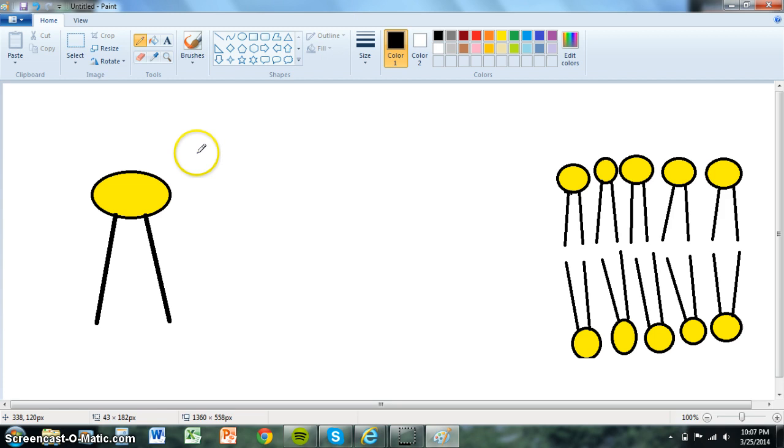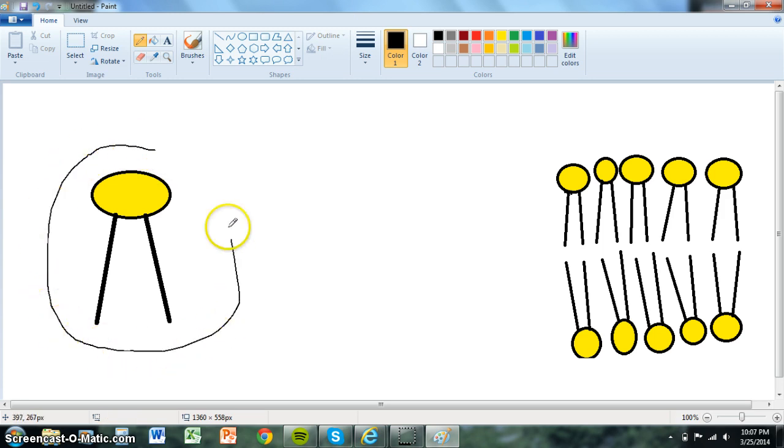So what I've done here is I've drawn the functional unit of cell membranes, and that is a phospholipid. These are called phospholipids because on the top they have a phosphate head. I'm just going to write a P there. And on the bottom they have these two fatty acid tails.